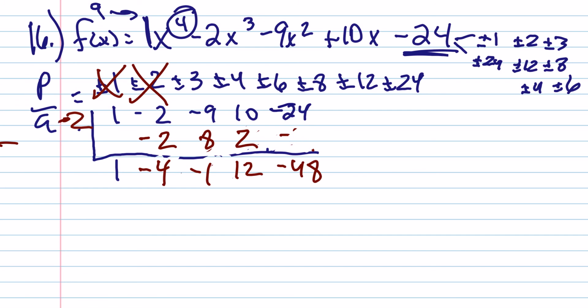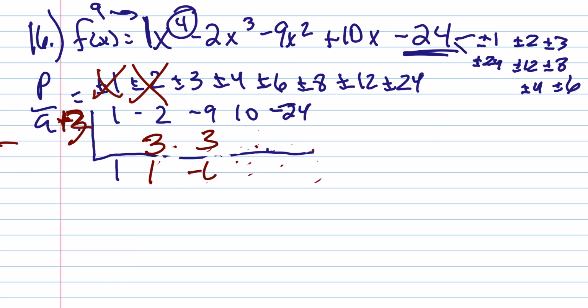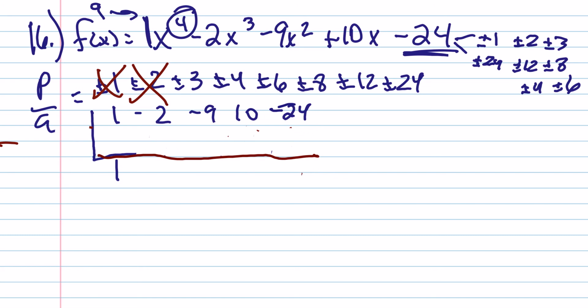So now I'm going to try 3. Make it positive 3. I try 3. Get 1. 1 times 3 is 3. Get negative 6. 3 and negative 6 is negative 18. 10 and negative 18 is negative 8. And I get negative 24 again. Once again, that's a remainder of negative 48. Not going to help me. Alright, so 3 didn't work.